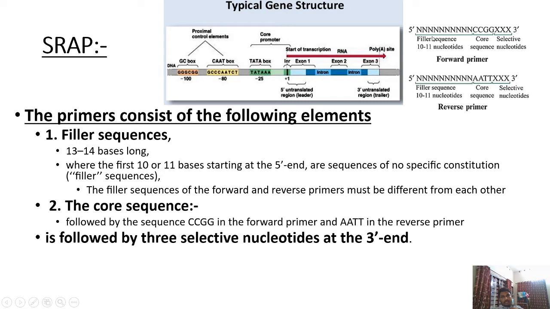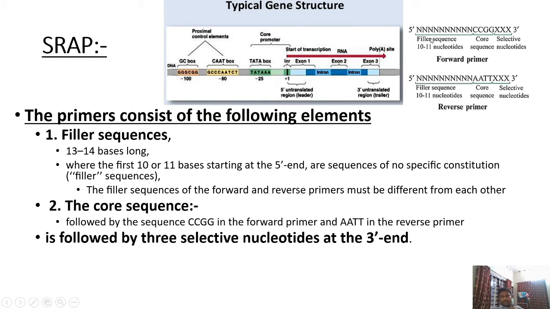Here, this is the forward primer and this is the reverse primer. Starting from 5 prime to 3 prime in an SRAP primer, we have a filler sequence of 10 nucleotide length, and after that a core sequence of around 4 to 5 nucleotide length, and after that a selective nucleotide region of around 3 to 4 nucleotide length.